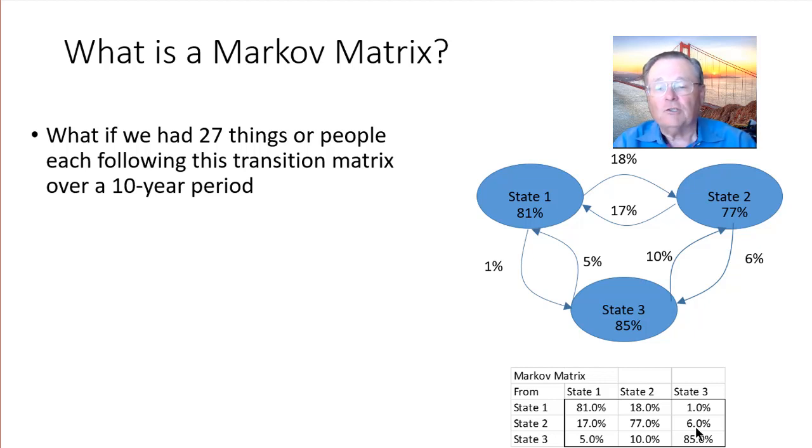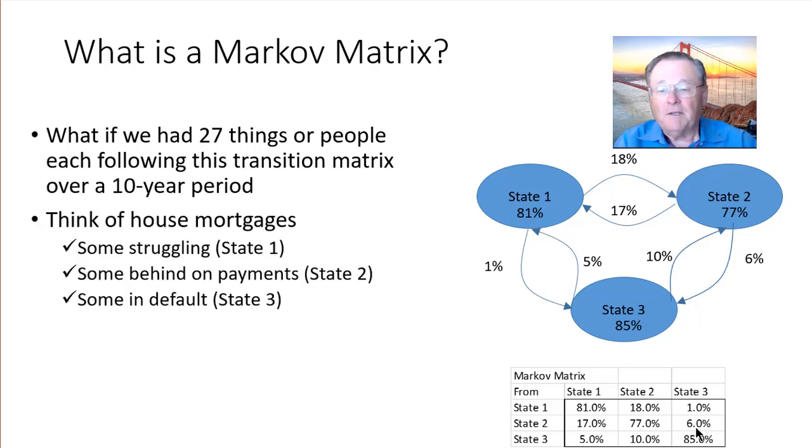Now, what if we had 27 things or people, each following this transition matrix over a 10-year period? So every period they go through this transition matrix and they can go from state 1 to state 2 to state 3, then they can move back to state 1, they can move back to state 3. And so every period, each one of these things is moving independently following this Markov matrix.